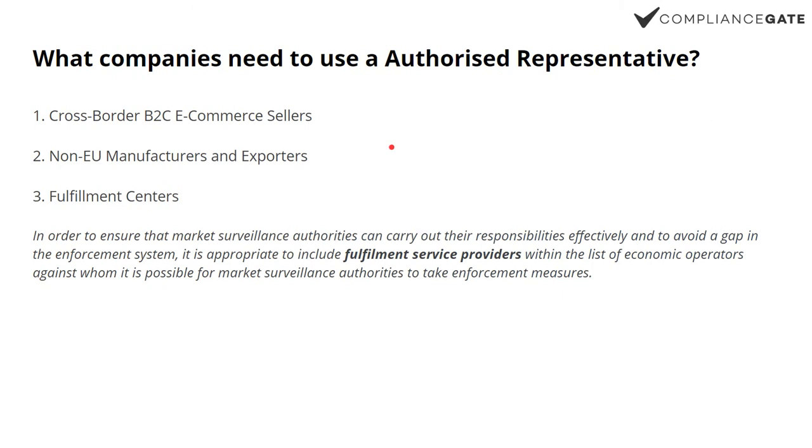Which companies need to use an authorized representative? Could be cross-border e-commerce sellers, meaning you sell B2C. Non-EU manufacturers and exporters selling B2C but not B2B, fulfillment centers, and this is quoted directly from the regulation itself, which also mentions fulfillment service providers. The way I believe this will develop, I haven't actually spoken to any of them that we work with here in Hong Kong, but the way I imagine this will be dealt with is that, okay, you want to sell to the EU from, say, a Hong Kong fulfillment center, then you will simply need to provide compliance documents. They will just need to check this.